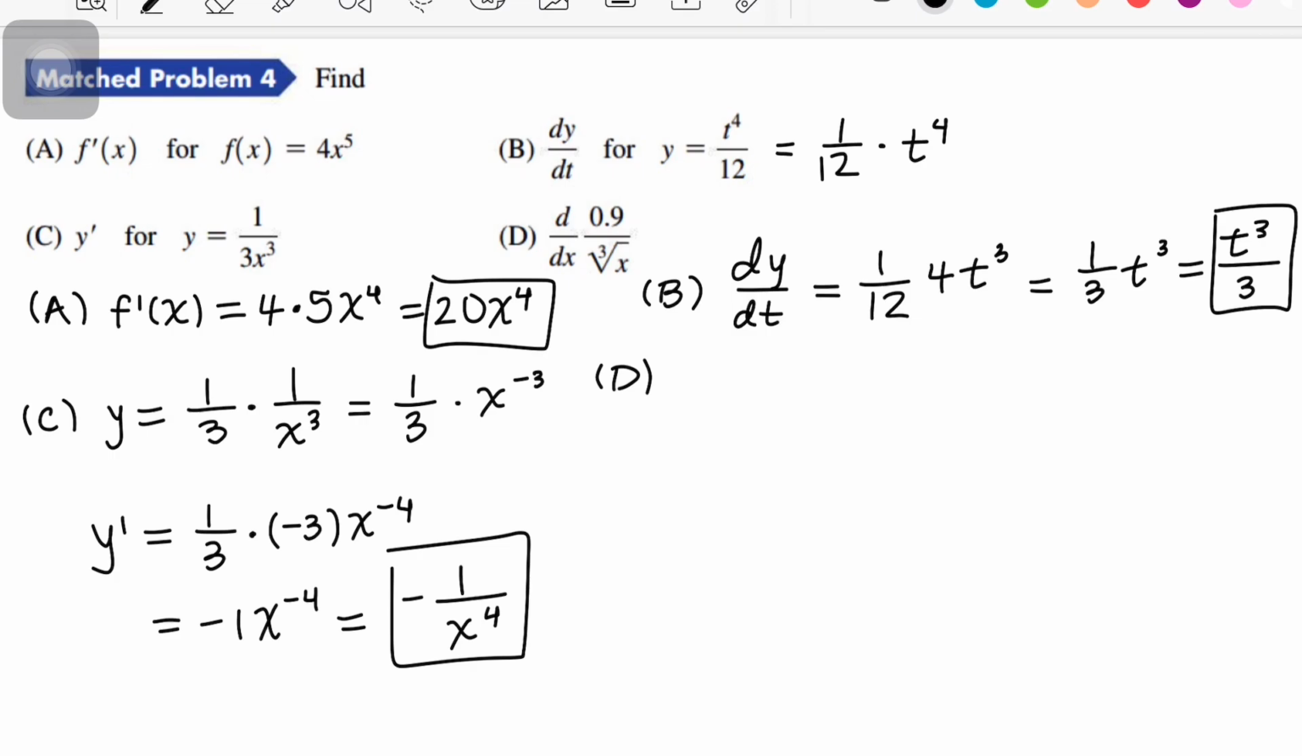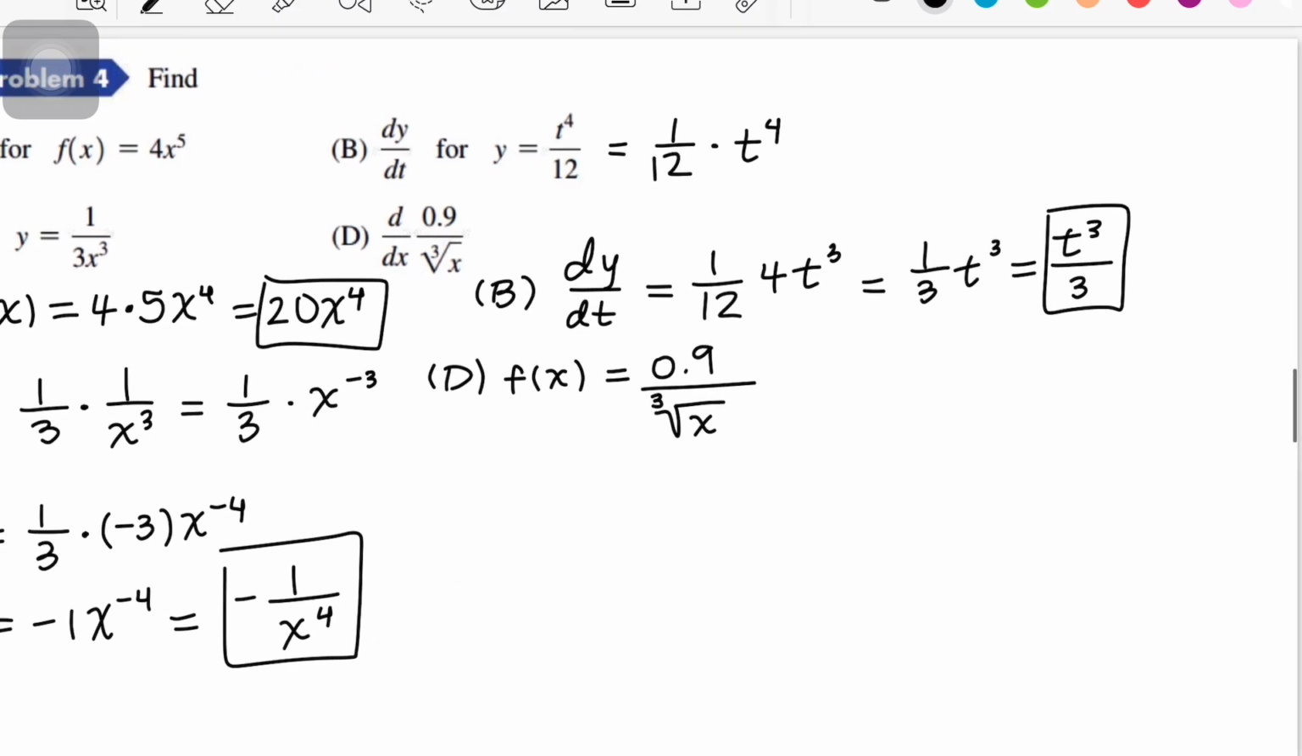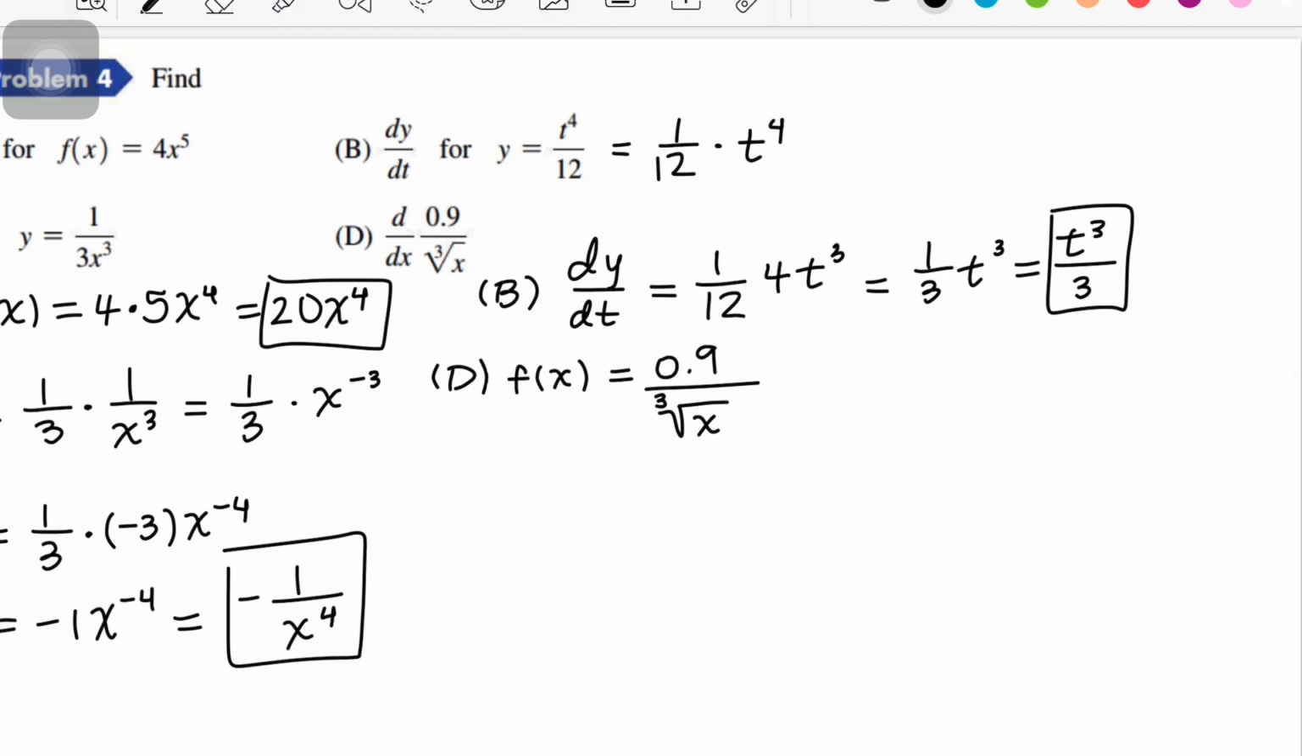for part D, we want to find the derivative of our function with respect to x. So our function is 0.9 divided by the third root of x. And so I'm going to rewrite this one as well. This is the same as 0.9 times x to the power -1/3. This is because we have the third root of x, so in the denominator we have x to the power +1/3, and then bringing it up, we get -1/3.